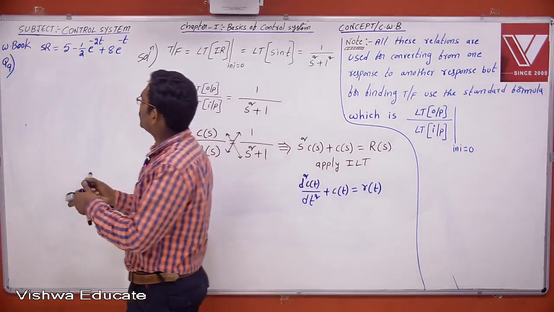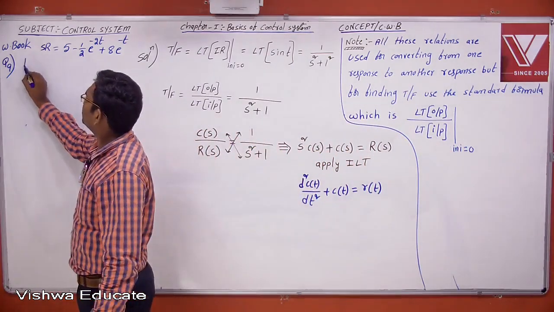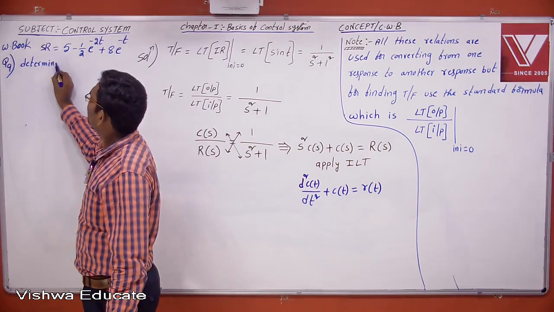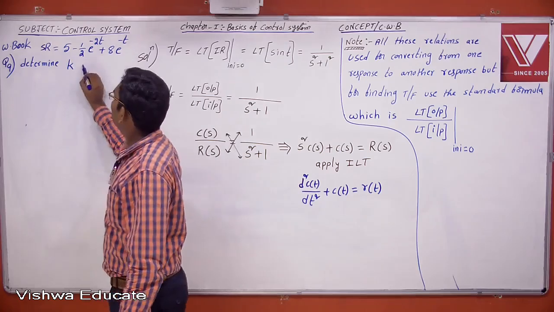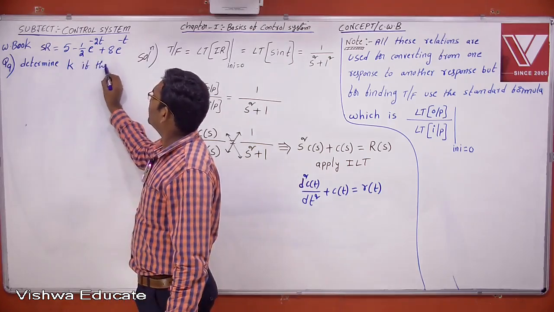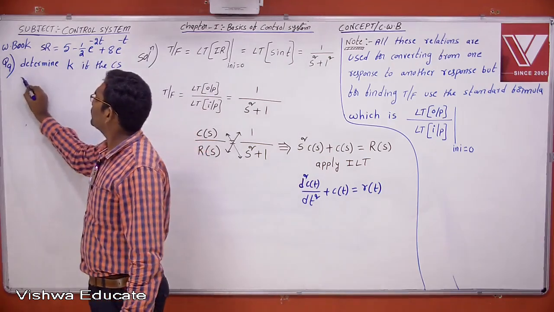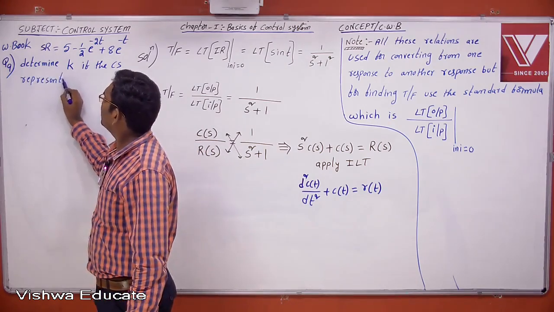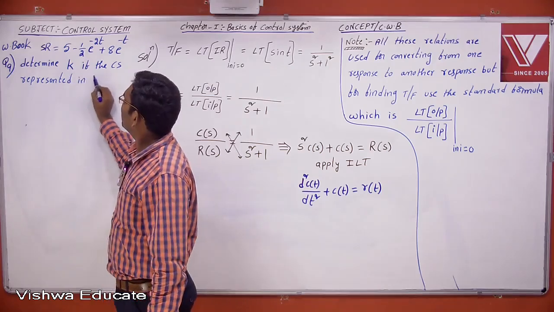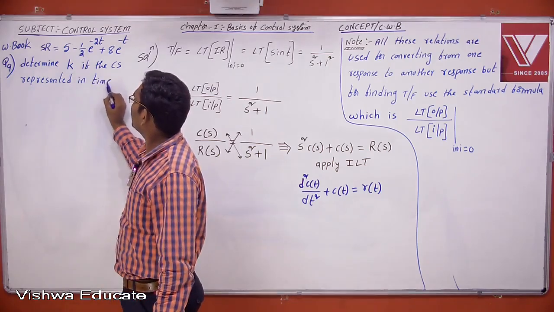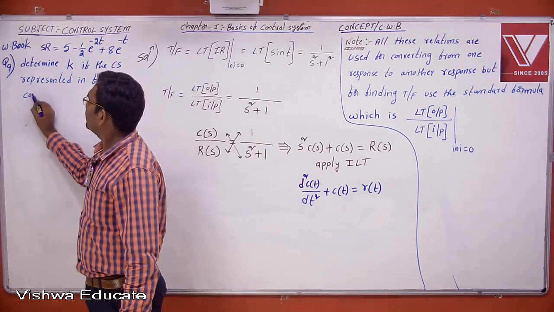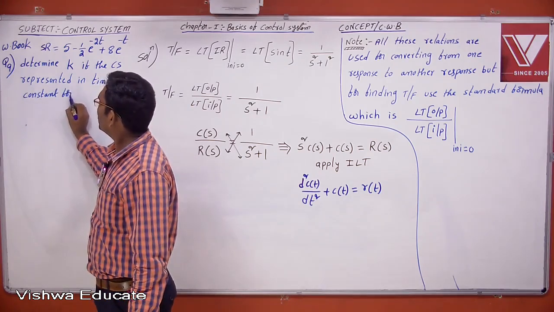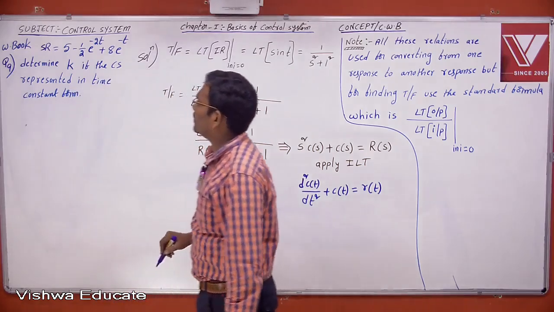See here, the question is to determine the system gain if the control system is represented in time constant form. Now this is the question which is given to you.